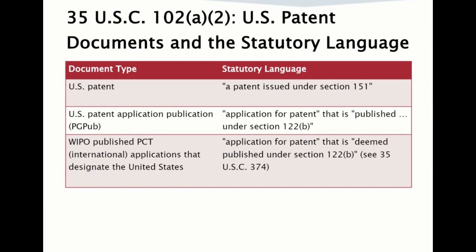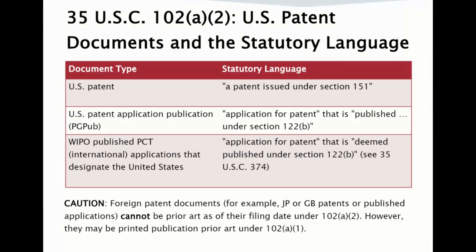United States is the U.S. filing date of the application. In this sense, WIPO publications that designate the United States are U.S. patent documents. Be aware that foreign patent documents, for example, JP or GB patents or published applications, cannot be prior art as of their filing date under 102(a)(2). However, they may be printed publication prior art under 102(a)(1).